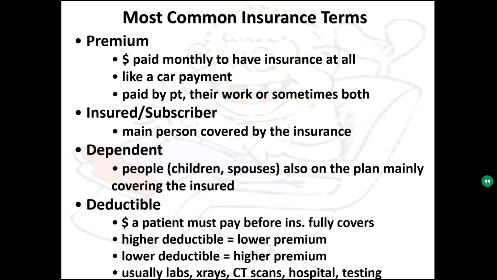So here's where the teeter-totter comes in. The higher that the deductible is, the lower the premium. So, if I have a $2,000 deductible, then my monthly payment is going to be lower. If I have a lower deductible, my monthly payment is going to be higher.